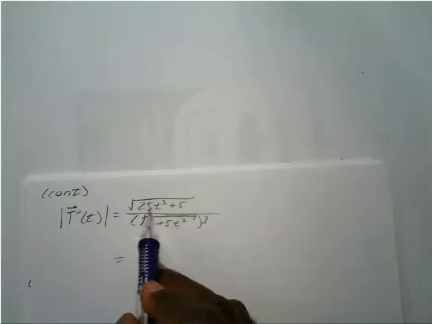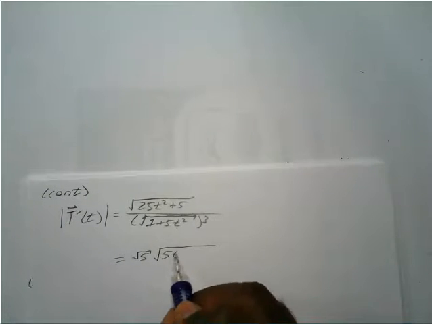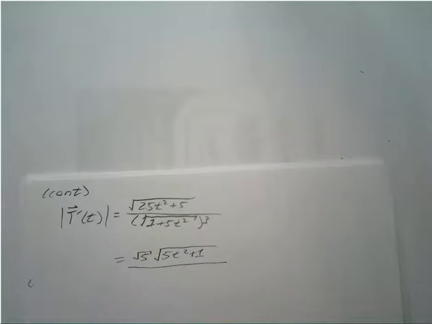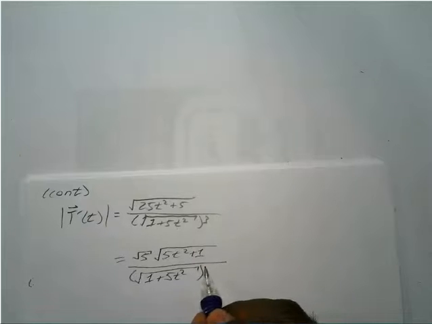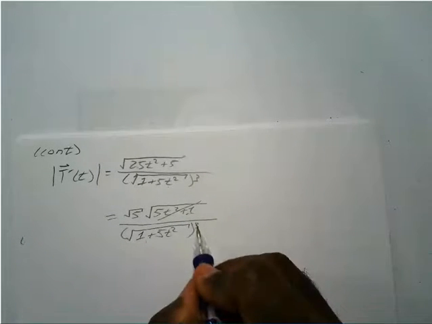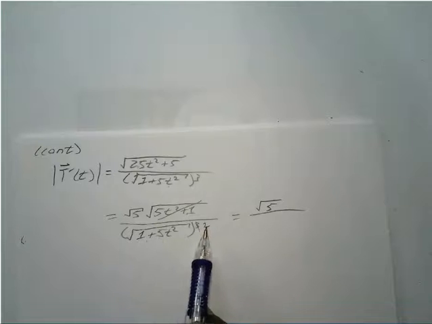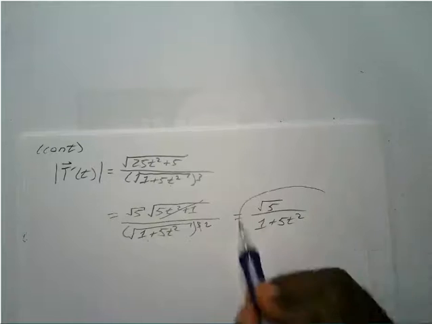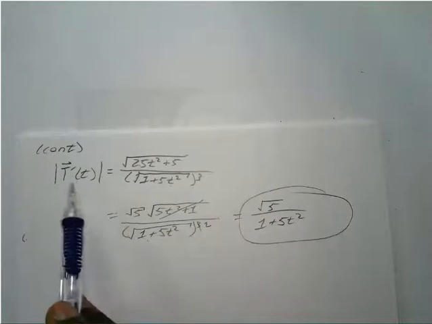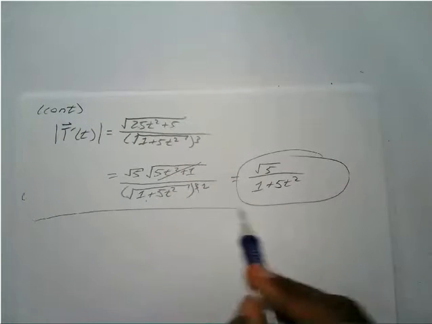But first, we're going to factor 5 out of both of those terms, which will give us the square root of 5 times the square root of 5t squared plus 1 over the square root of 1 plus 5t squared to the third power. Okay. Now, if you see here, this is the same as this one, so this cancels out with one of those. So that now becomes squared. So we end up with the square root of 5 over the square root of 1 plus 5t squared, which is just 1 plus 5t squared. Okay, so we're not done. We just found the magnitude of our tangent vector prime.